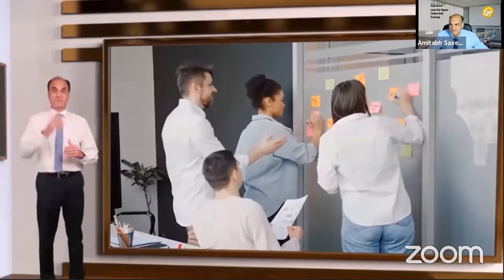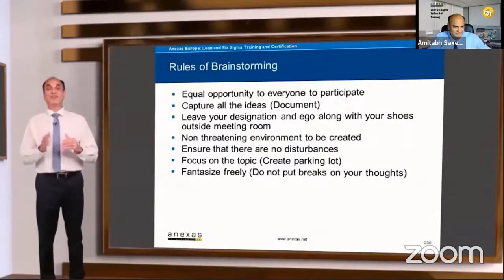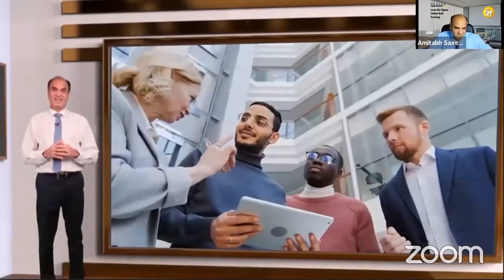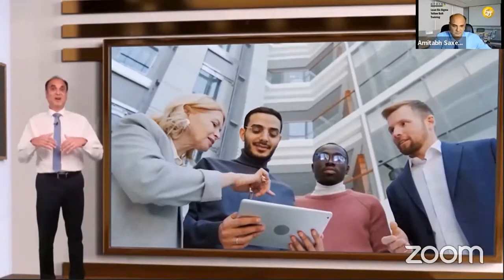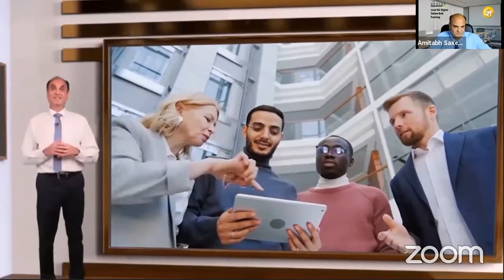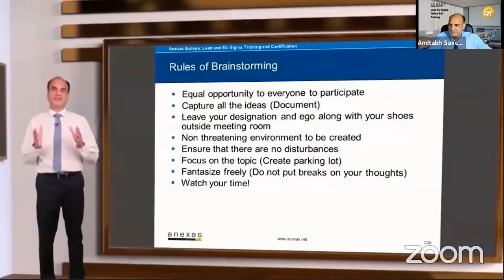We should encourage people to fantasize freely. We should not put brakes on our thoughts. So you can give some out-of-the-box ideas, you can give some wild ideas, and if people are giving you wild ideas, they should be encouraged. If you give a specific duration of brainstorming, we should try to complete the brainstorming within that time.